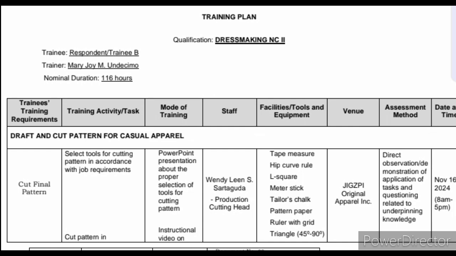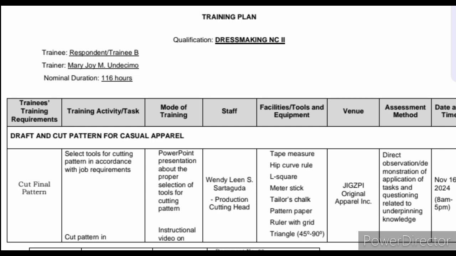So let me show you the training plan that I have developed in order to cater to the training needs of the respondent or trainee B. So this training plan has a nominal duration of 116 hours. So for the trainee's training requirements, the first unit of competency, draft and cut pattern for casual apparel. The learning outcome is cut final pattern.